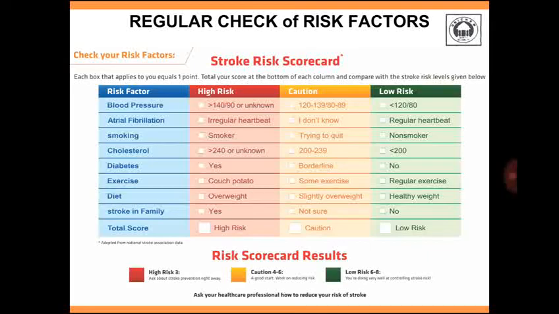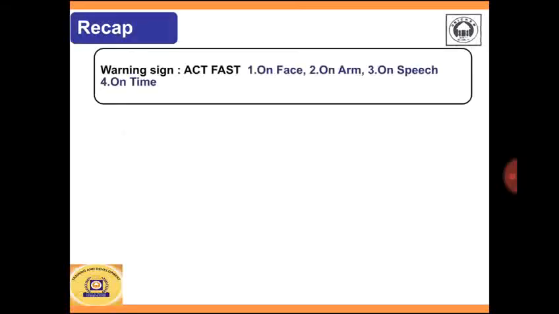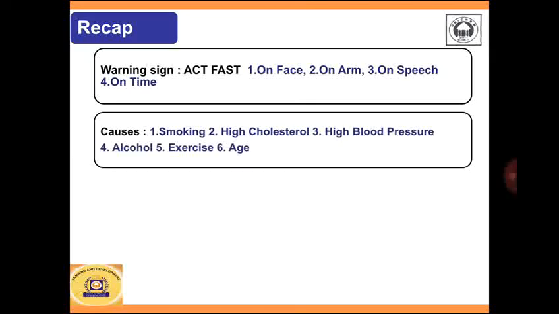Now we have learned and understood more about stroke by its warning signs, causes and prevention. Now it's time to revise all of these. If any warning sign is seen in the patient, you need to act fast and check for signs on his face, arm, speech, and moreover try to reach hospital as early as possible. So remember friends, act fast is the core message if any patient is seen with the warning signs of stroke.